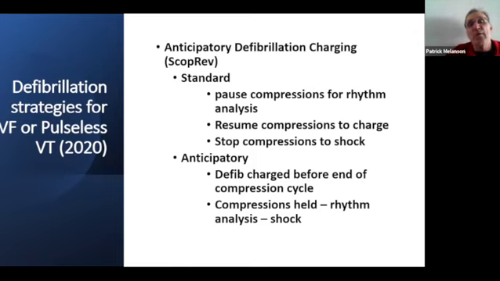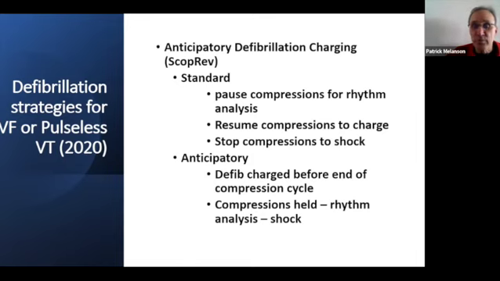The anticipatory mode means that when it's getting to 1 minute and 45 seconds, you charge the defibrillator at that point in time while chest compressions are still ongoing. Then you stop the chest compressions when the defibrillator is fully charged. You do the rhythm analysis. If it's a shockable rhythm, you shock at that point, and then you start chest compressions.